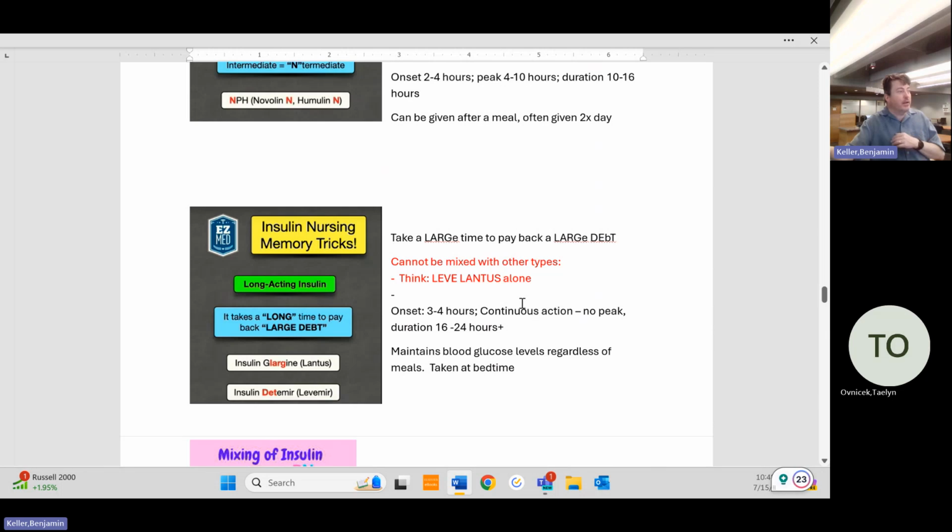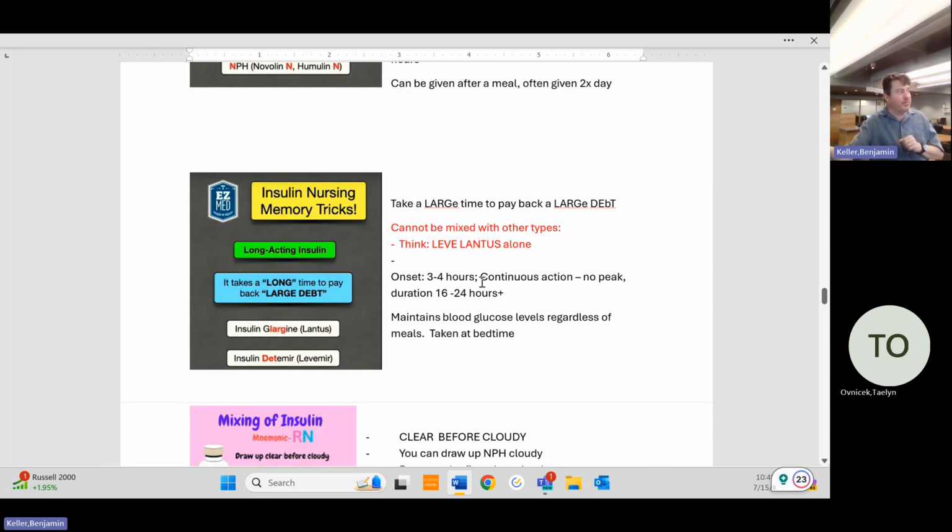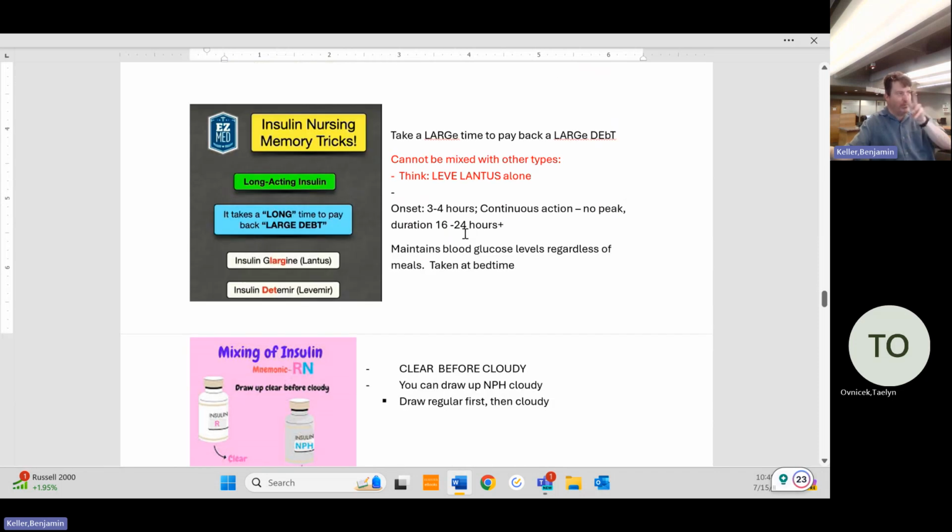It can't be combined with other types. So you want to think leave Lantus alone. So here's Levemir and Lantus. So leave Lantus alone. You can't mix these two types of medications, so they need to be drawn up in 2 different syringes.